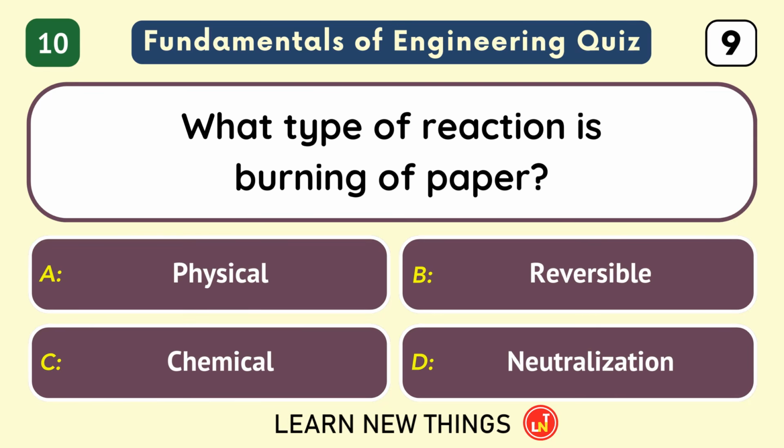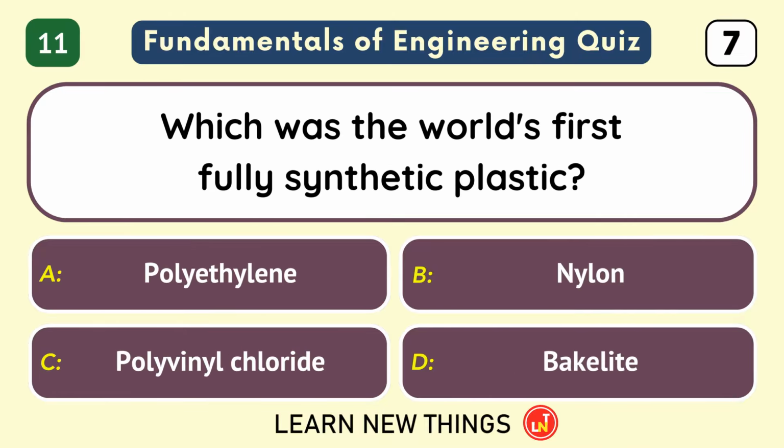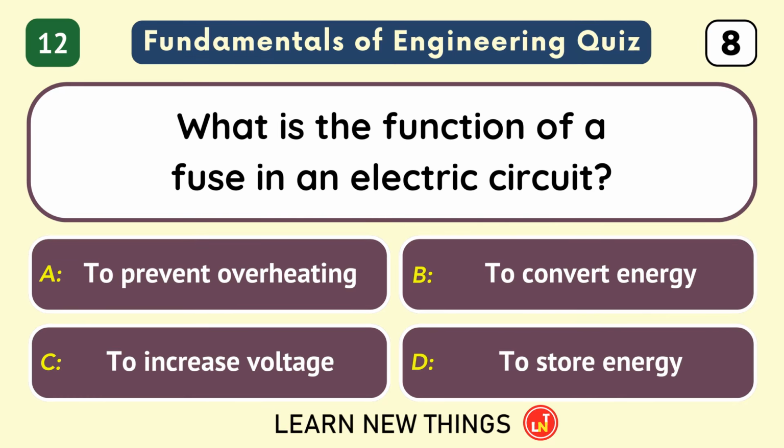What type of reaction is burning of paper? Chemical. Which was the world's first fully synthetic plastic? Bakelite. What is the function of a fuse in an electric circuit? To prevent overheating.